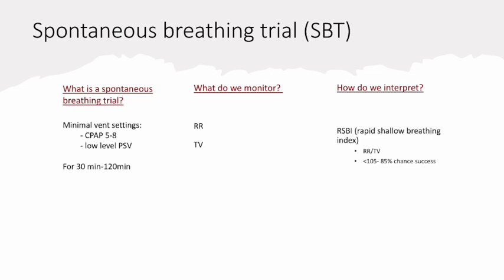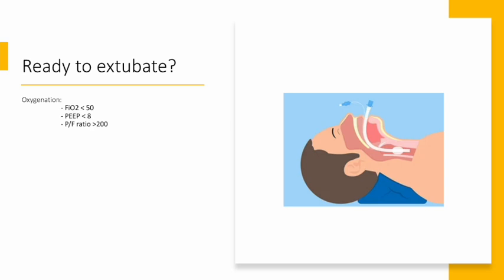So the way you calculate it is the respiratory rate as breaths per minute and the tidal volume in liters. Let's say the respiratory rate is 15 and their tidal volume is 500. That'd be 15 divided by 0.5. So at this point, they're oxygenating well. Their FiO2 is less than 50, PEEP less than 8, P to F greater than 200. Their RSBI score is less than 105.